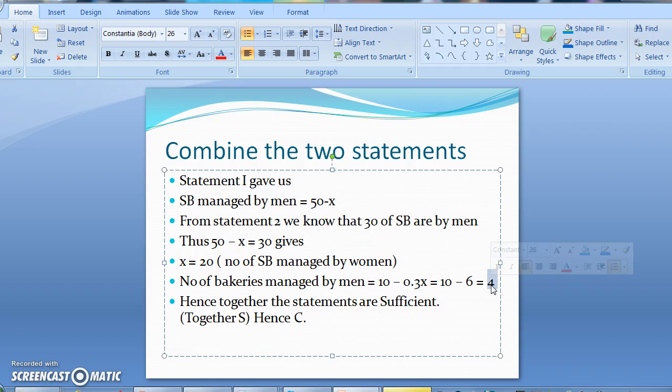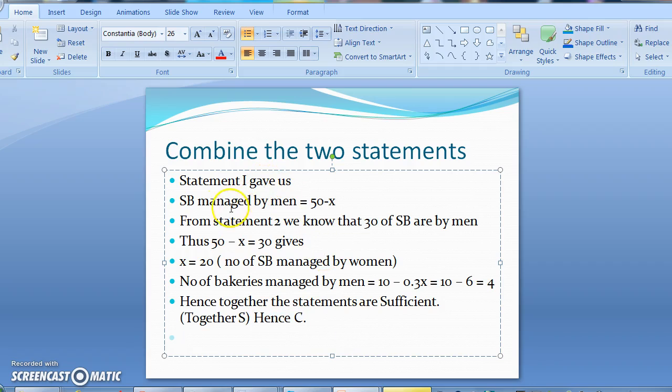And our question is, are these at least 5? And therefore, my answer is no. And when I say a definite no, that means it is sufficient. Thus, when I combine the two statements, I get that the two statements together are sufficient to answer this question. Hence, the answer is C. Hope you got it. This is very interesting.